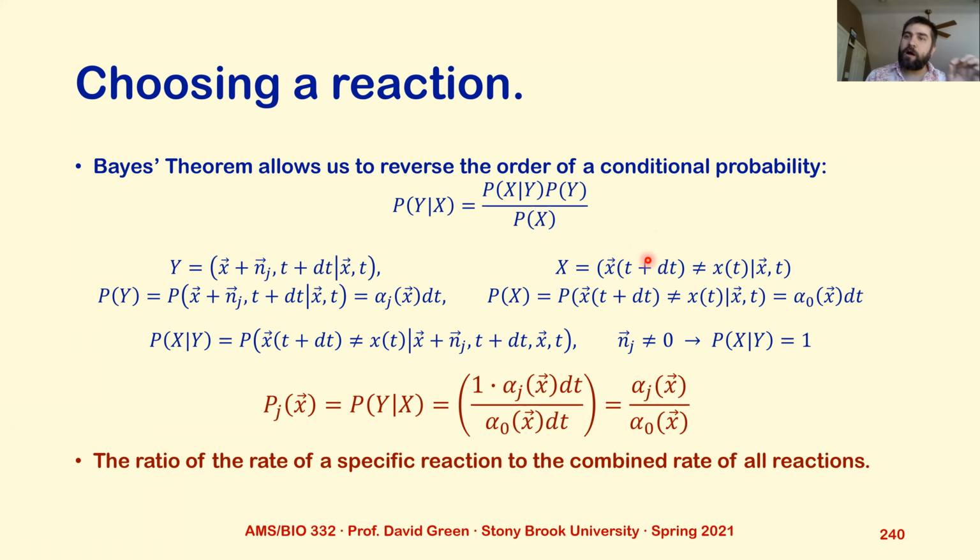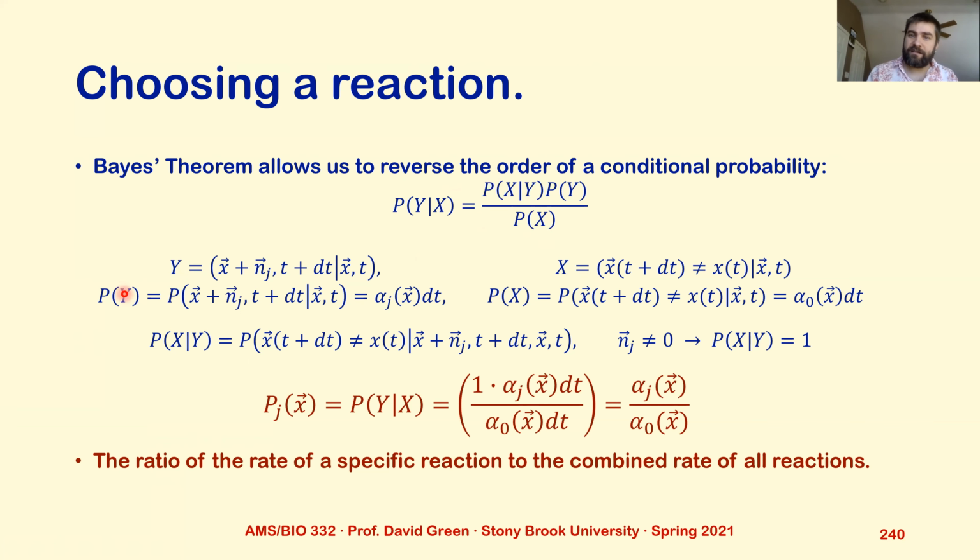So y is the probability of a specific reaction happening, and x is that some reaction happened. What we want is the probability that a specific reaction happened given that some reaction happened. And we're going to rearrange this to be the probability that something happened times the probability that a specific reaction happened divided by the probability that a specific reaction happened. Let me slow down.